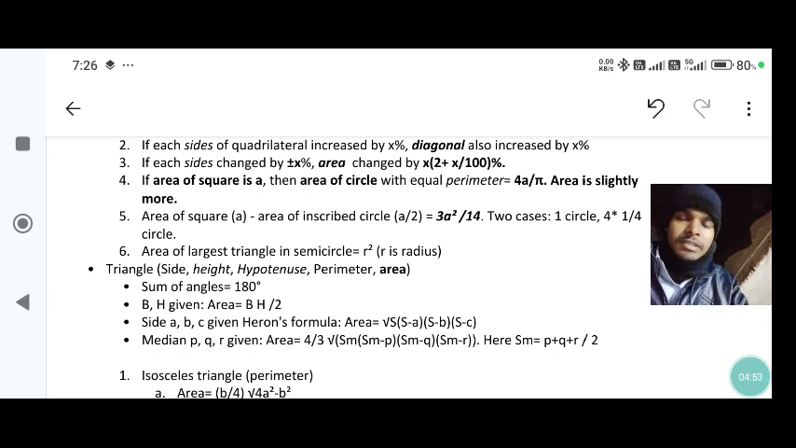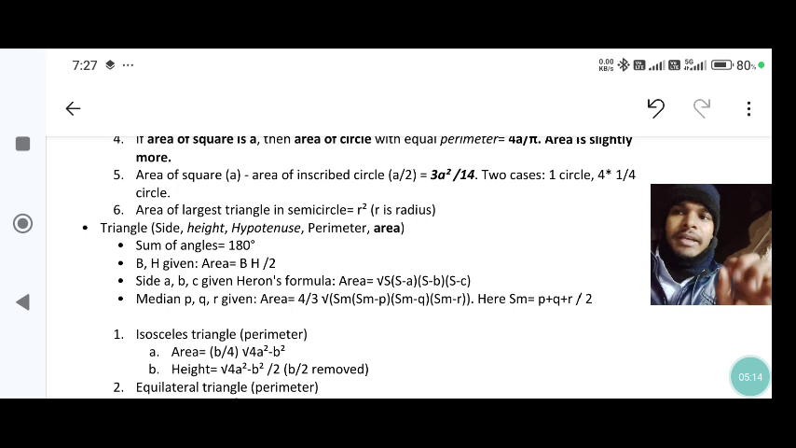There are 2 cases in this: in one, the inscribed circle is completely touching the boundary of the square, and in the other, it will be a quarter part of the circle with the center at the corner of the square.